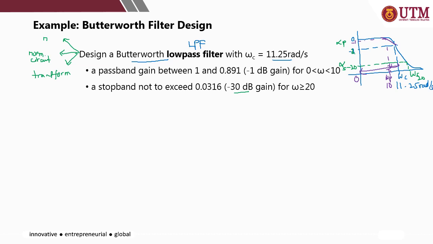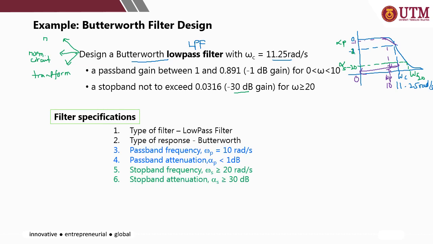Okay, so let's summarize the parameters that you have. The type of filter is low pass, Butterworth, or flat top, or maximally flat. The passband frequency as shown is up to 10 radian per second, and the passband attenuation is less than 1 dB. The stop band frequency is 20 radian per second, and the attenuation is -30 dB. Okay, so let's look at how to calculate the filter order number.